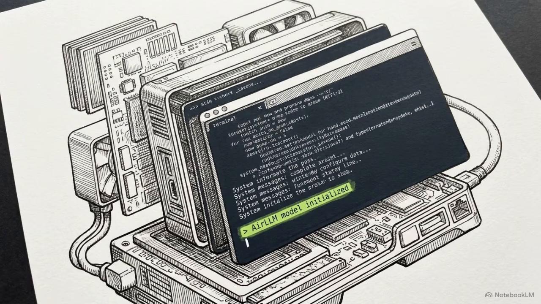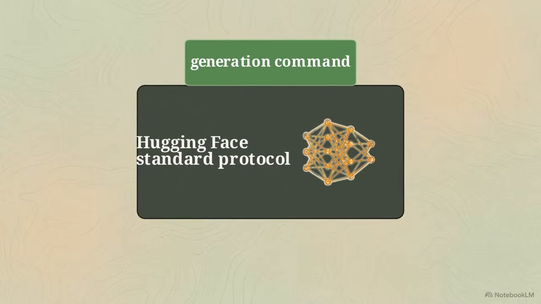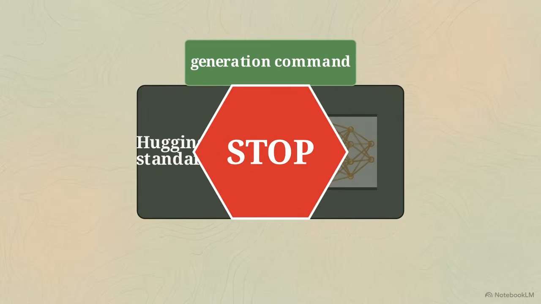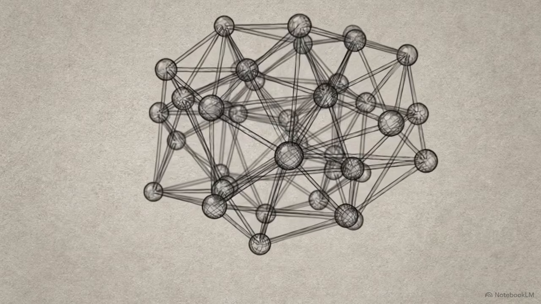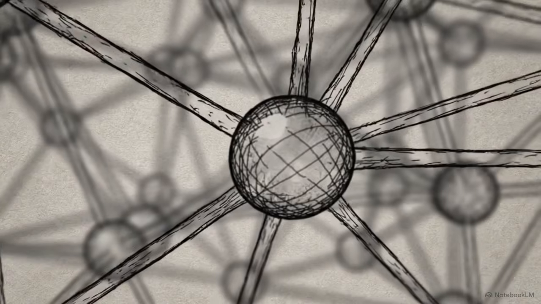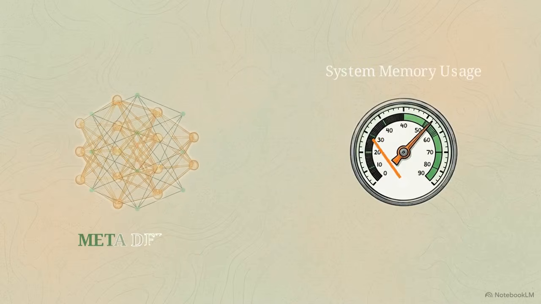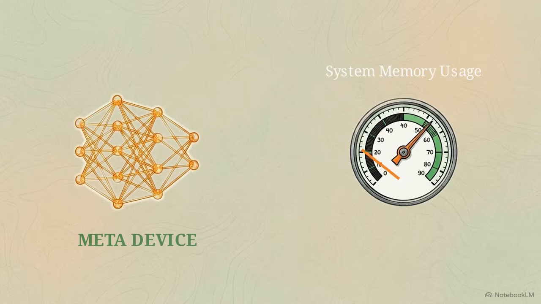Deploying an Air LLM model begins with an intercepted initialization phase. When a developer invokes the generation command, the framework suspends the standard Hugging Face loading protocol. Instead of pulling weights into RAM, the system utilizes a context manager called init-empty-weights. This maps the structural blueprint to a virtual meta device. The framework defines the complete computational graph while occupying exactly 0 system memory.